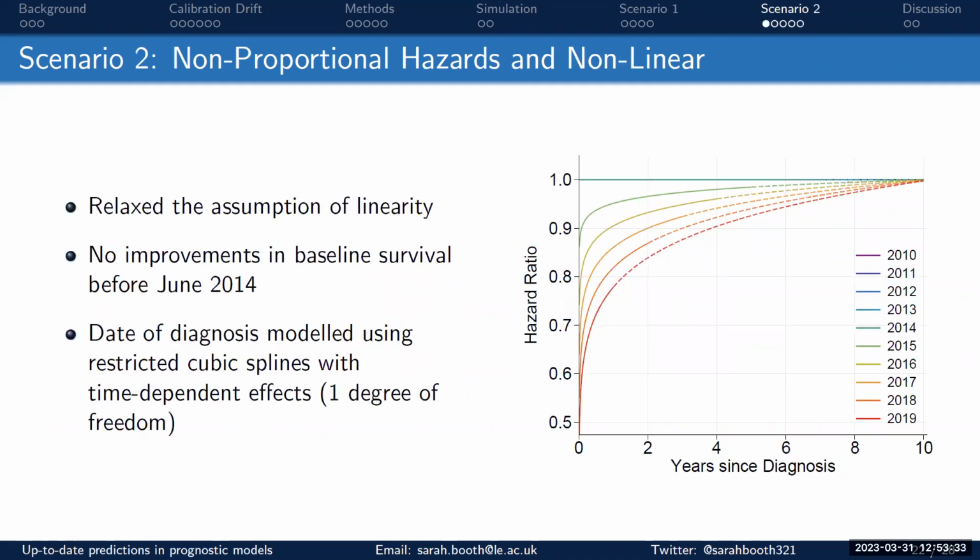And in the second scenario, we relaxed this a bit further. So we now had a non-linear time trend, and first of all assumed that there were no improvements in survival before 2014. So the hazard ratio is just 1 for all of these years. And then we assumed there to be some reductions in the short-term hazard rate again. So to simulate this data, we assumed that diagnosis date was modelled using restricted cubic splines because it was a non-linear trend. And we used a simple time-dependent effect of 1 degree of freedom.